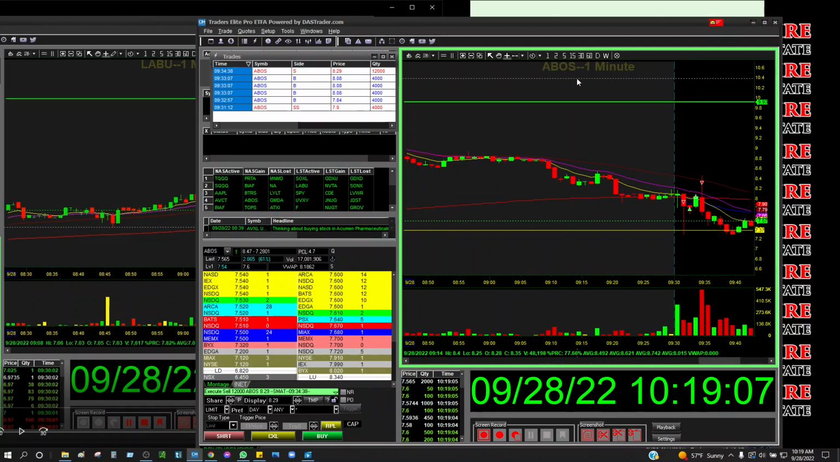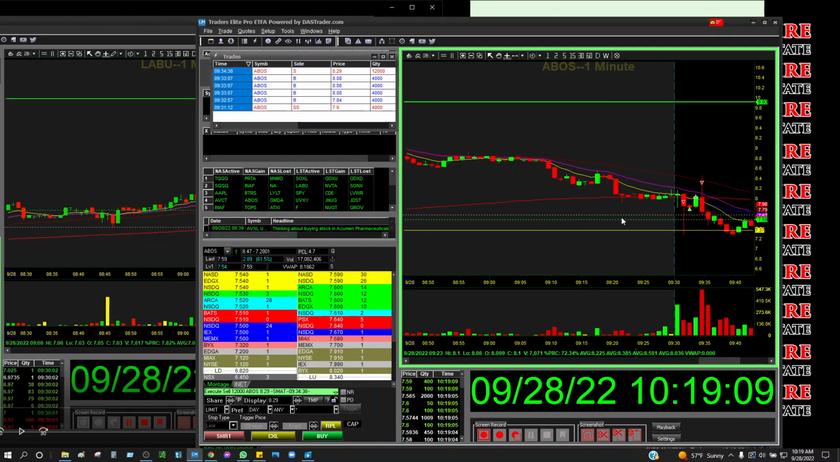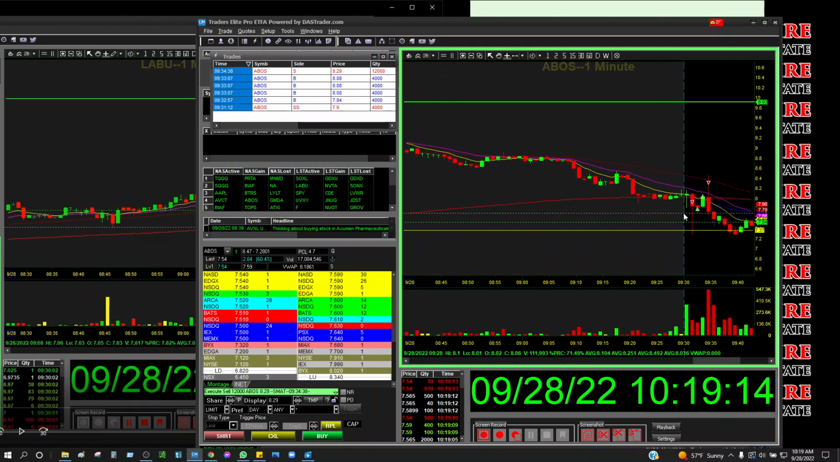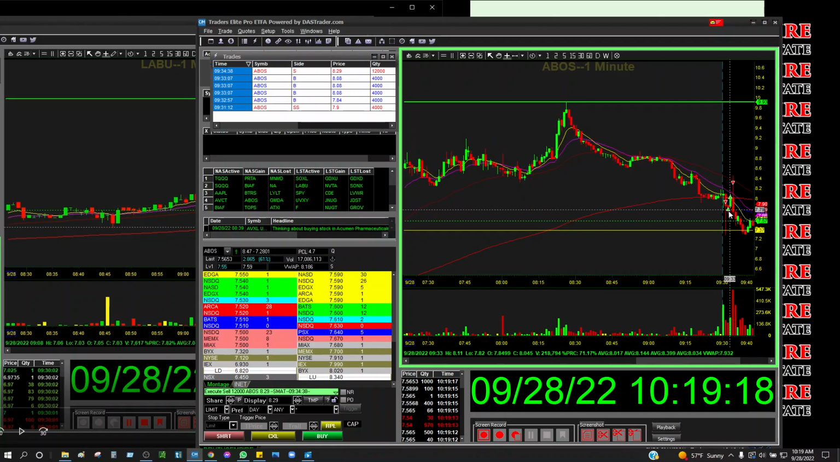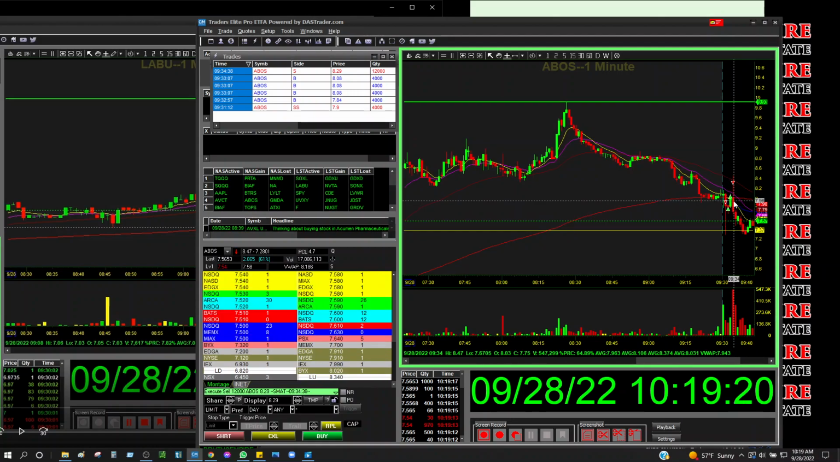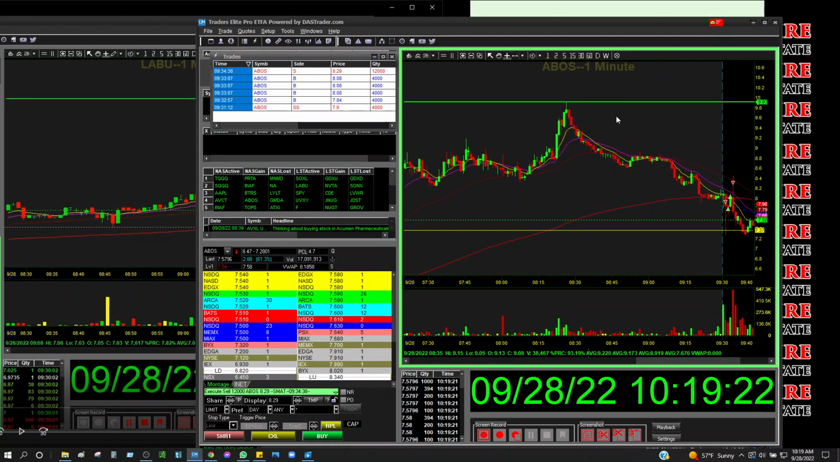So I found this stock ABOS, and I saw that it was downtrending hardcore. It was downtrending hard. It went from almost $10 and dropped to $8, so it dropped $2. So I'm guessing it's going to tank.